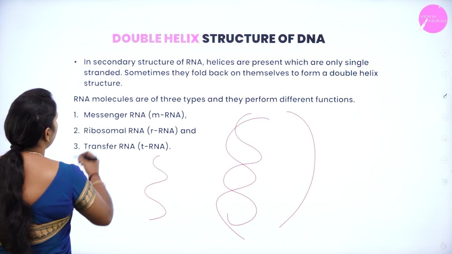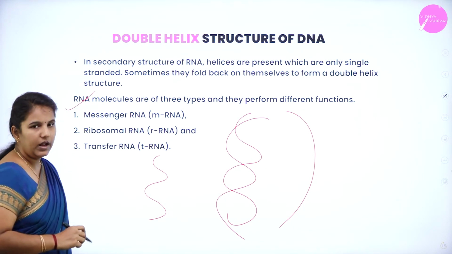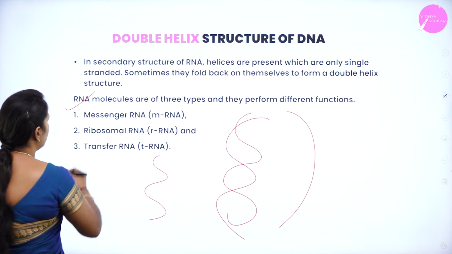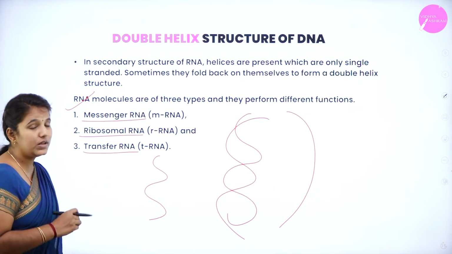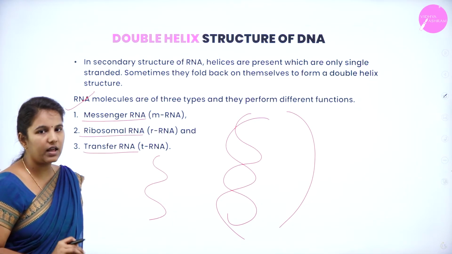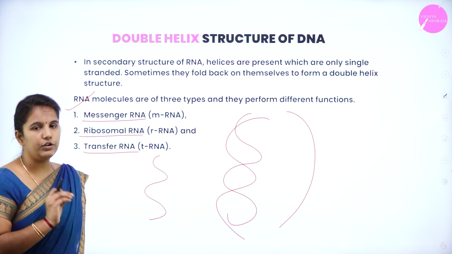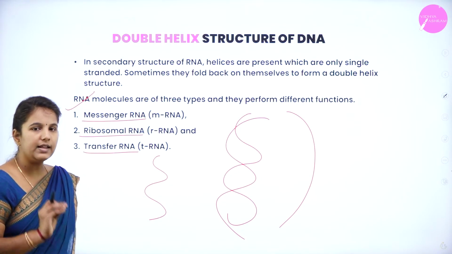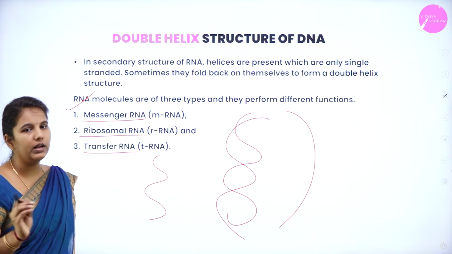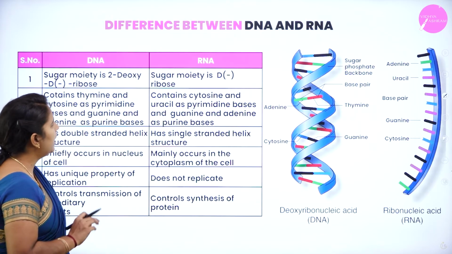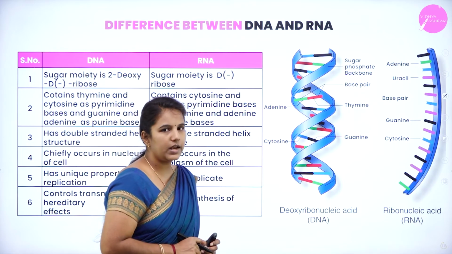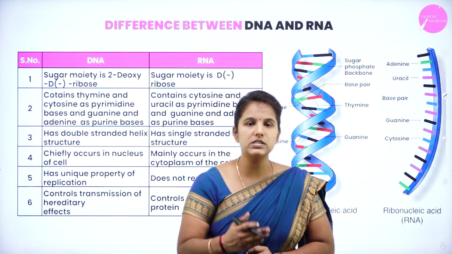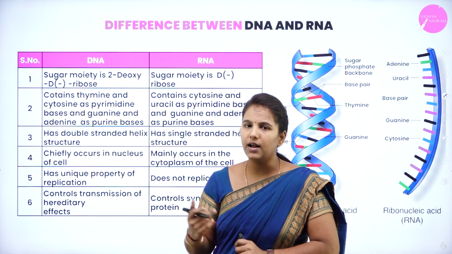So the RNA molecules are of 3 types and they perform different functions also. That is messenger RNA, ribosomal RNA and transfer RNA. These are the 3 types of RNA found in nucleic acids, and each different RNA will perform a different function. Now let us see the differences between RNA and DNA so that you will understand how we classify the differences between DNA and RNA.